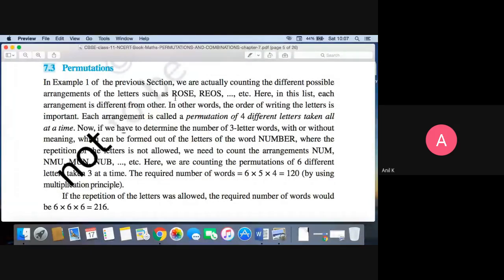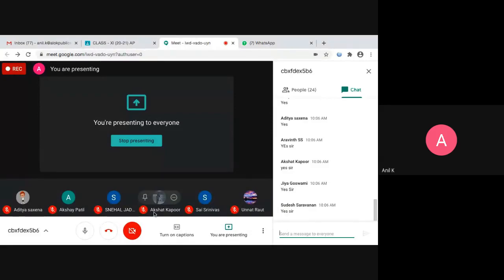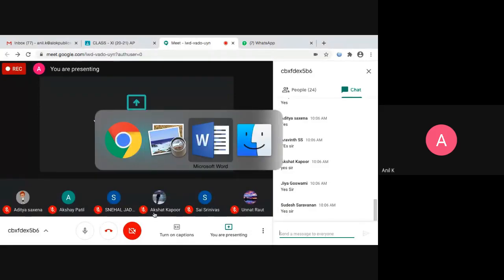For example, ROSE is a permutation. Then REOS is another permutation. Or if I put SORE, it is another permutation. So this process continues. Each one we call one permutation.